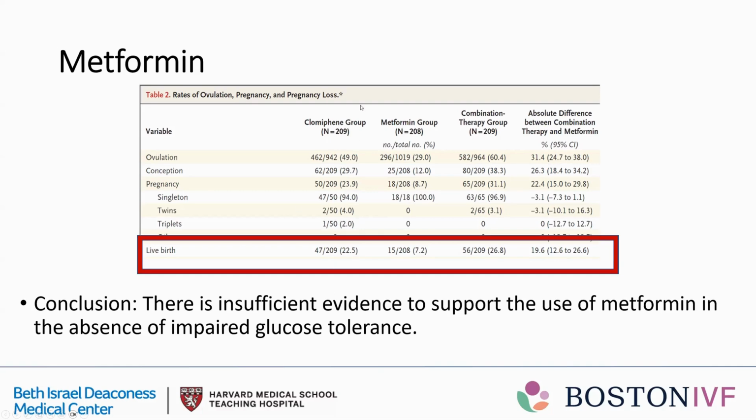Just keep in mind, I know it says Clomid and we were talking about letrozole, but this study was in 2007, back when Clomid was the first-line agent for patients with PCOS. So based on this, there isn't really sufficient evidence to support the use of metformin in patients with PCOS for the sole purpose of fertility, in the absence of any impaired glucose tolerance.